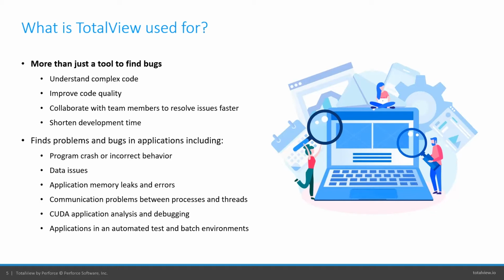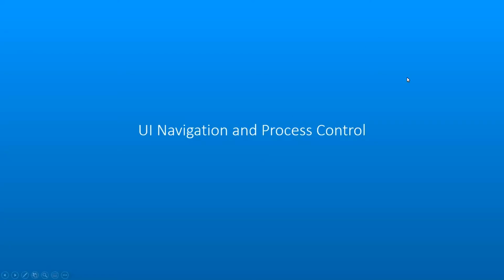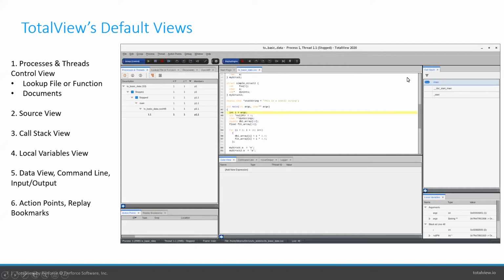So what kind of bugs are we usually looking for? You're looking for program crashes, data issues, memory leaks, and communication problems. I won't spend time on that and will go directly to the TotalView default view.